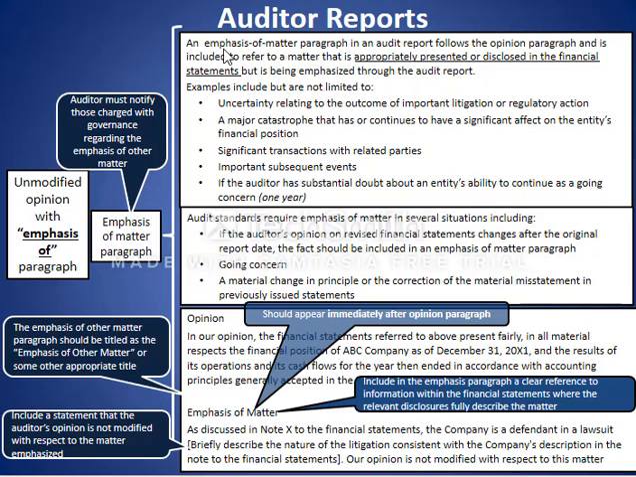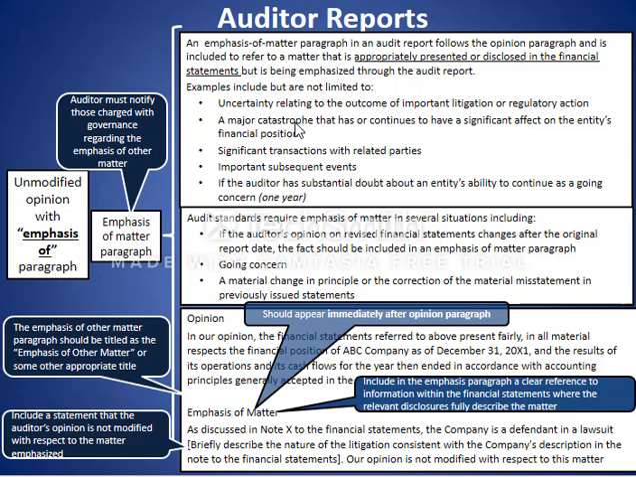Now, an emphasis of matter paragraph in an audit report follows the opinion paragraph, so it goes after the opinion paragraph and is included to refer to a matter that is appropriately presented or disclosed within the financial statements, but for whatever reason it's being emphasized by the auditor through the audit report. Now we have some examples of this, such as the uncertainty relating to the outcome of important litigation or regulatory action.